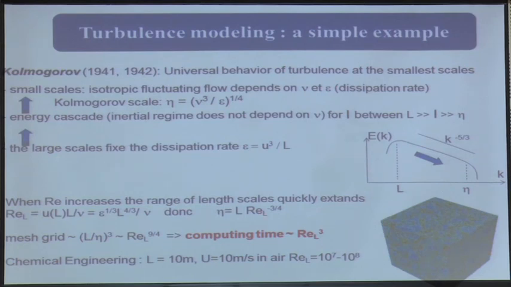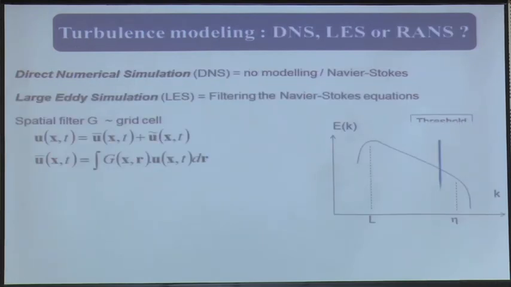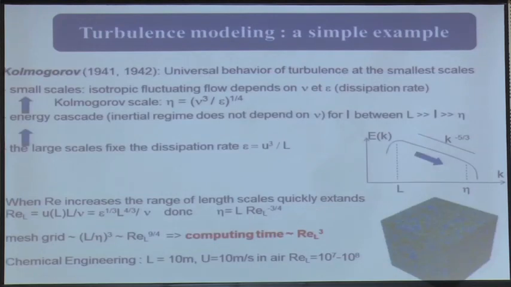The speed might be 1 to 10 meters per second if you are conveying fluids. So the Reynolds number, you see how big it is. And if you look at the range of the length scale ratio here, you will find a huge separation between the large scales and the small scales. To give you an idea, I have an example on a plane.